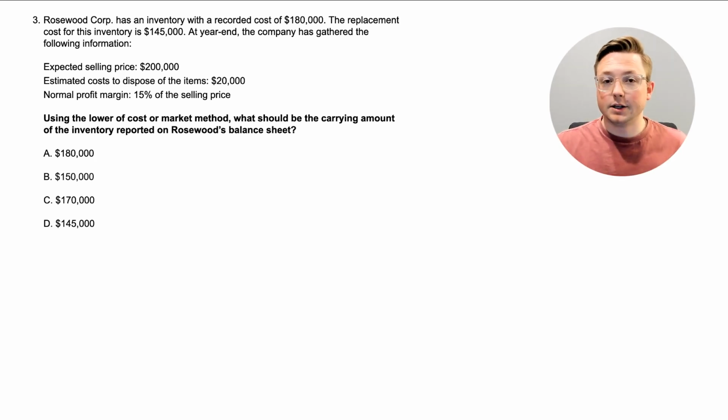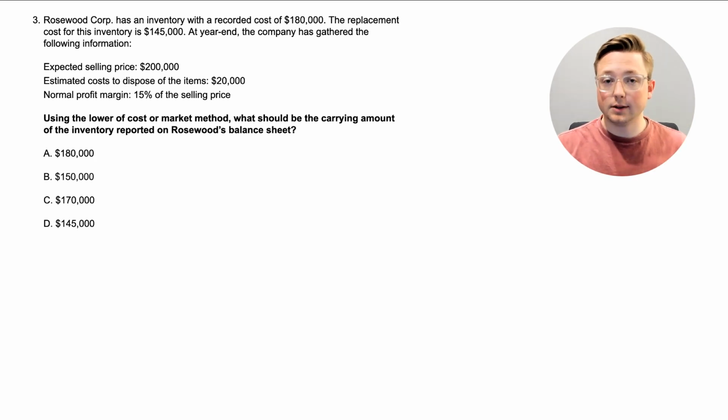So with that information, we have to figure out the carrying amount with the lower of cost or market method instead of the lower of cost or net realizable value. If you've seen this before, you might have an idea how to do this, so go ahead and try. If you haven't seen this before, again, it's a little bit more complicated, a little bit more involved than the previous type of method that we were looking at.